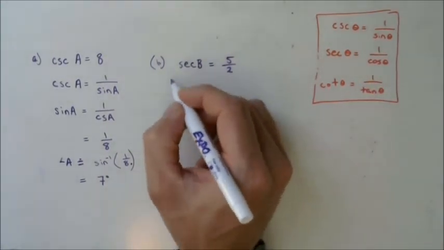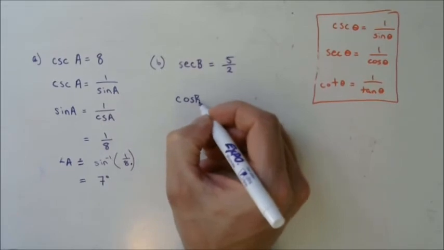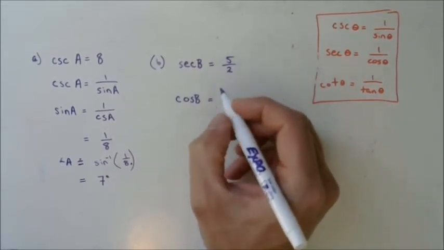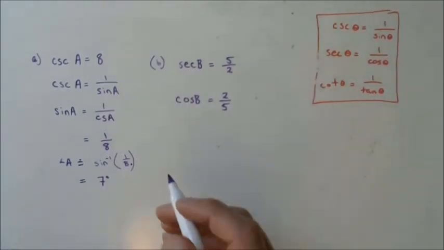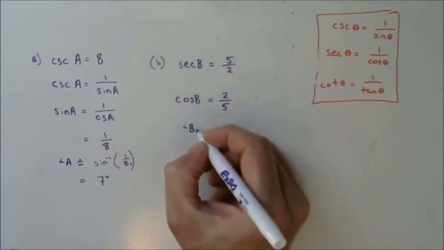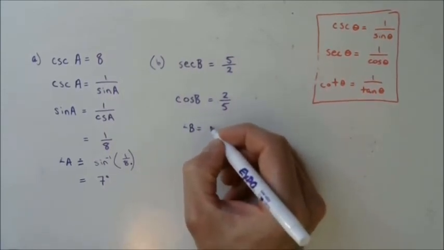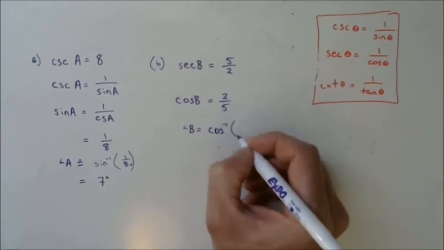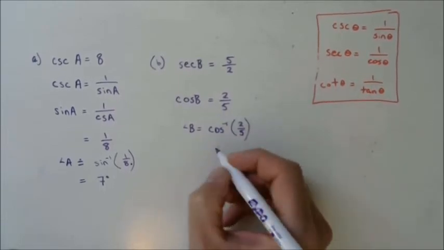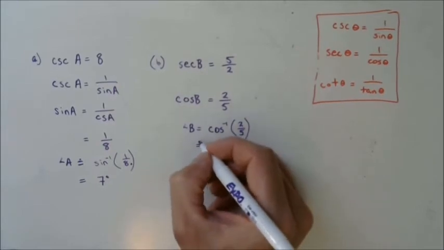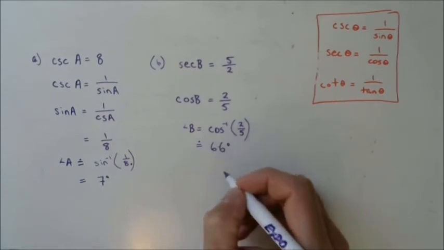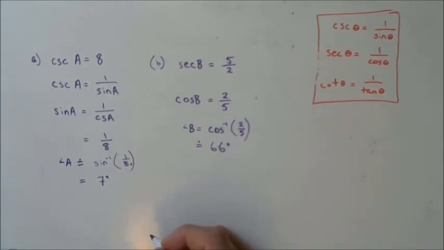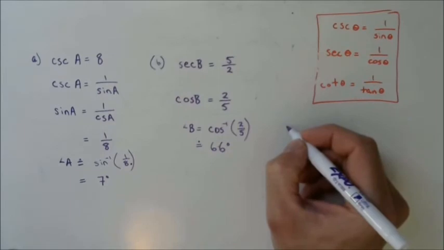So if I take the reciprocal of my left side, I end up with the cosine of B, which means I take the reciprocal of my right side. The cosine of B is equal to 2 over 5, because they're reciprocal ratios. Which tells me that the measure of angle B is the inverse cosine of 2 over 5, or 0.4. And my calculator will tell me that that is approximately 66 degrees. Okay? Go ahead and try C on your own, and then check back here.